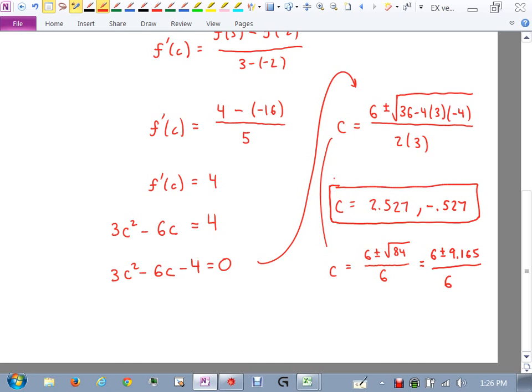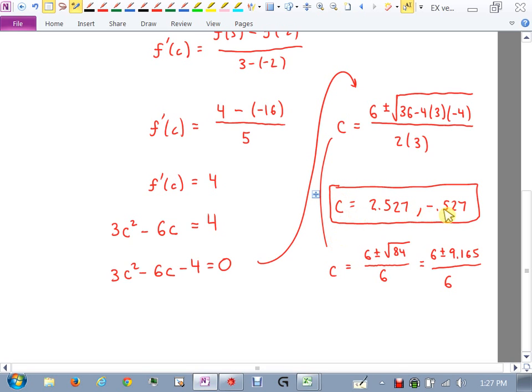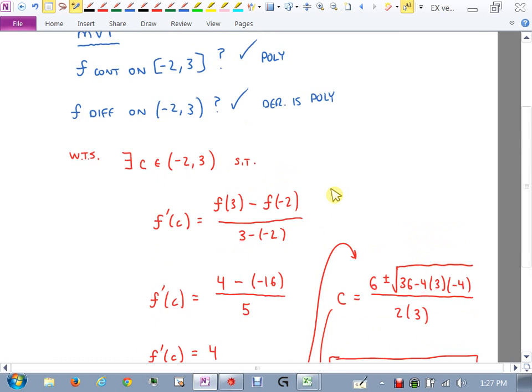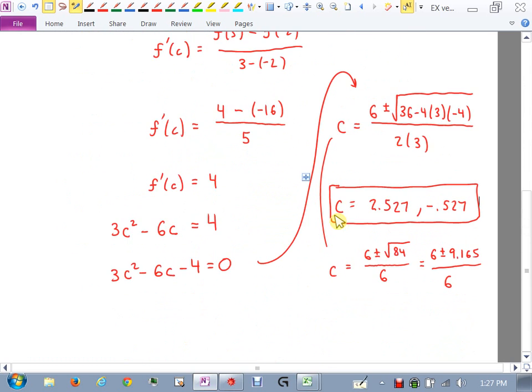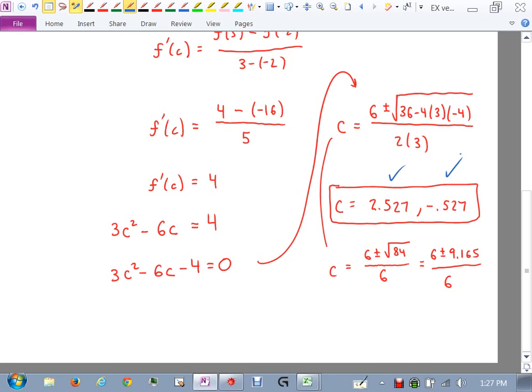Those are my answers, right? There were two solutions. That means there might be two places that it actually happens. Now, what you have to do is check to make sure that both these c's live inside of the interval. So go back up here. What was my interval? Negative 2 to 3. Are both of these answers between negative 2 and 3? Yes. So these should both work.